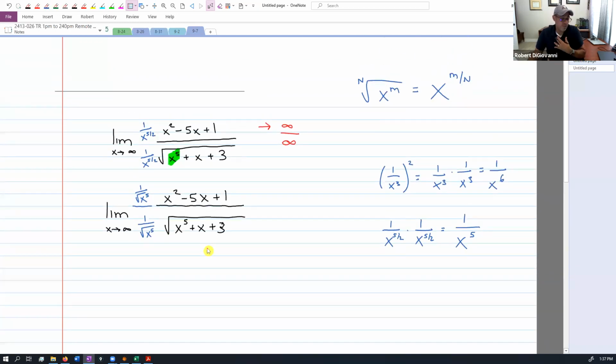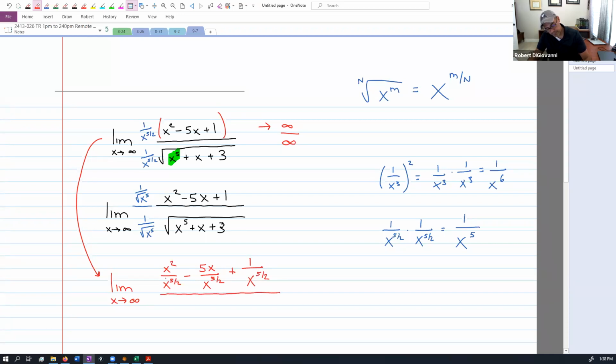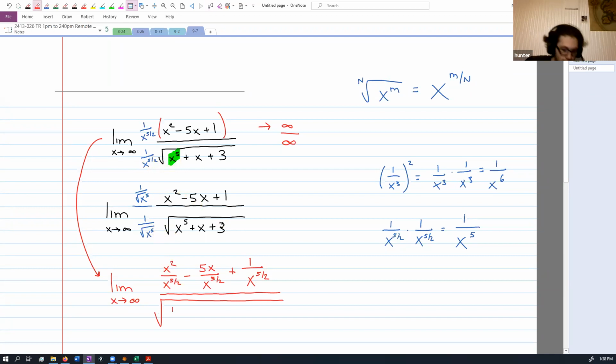I personally, this is me personally, I like the top way, only because I'm going to have to put these together, right? So I'm going to stick with this. I'm going to show this one in detail. We're going to have x squared over x to the 5 halves minus 5x over x to the 5 halves plus 1 over x to the 5 halves over. Now, when I push this in, what does it become when it goes in? 1 over x to the 5th. And then that will get distributed through to these.